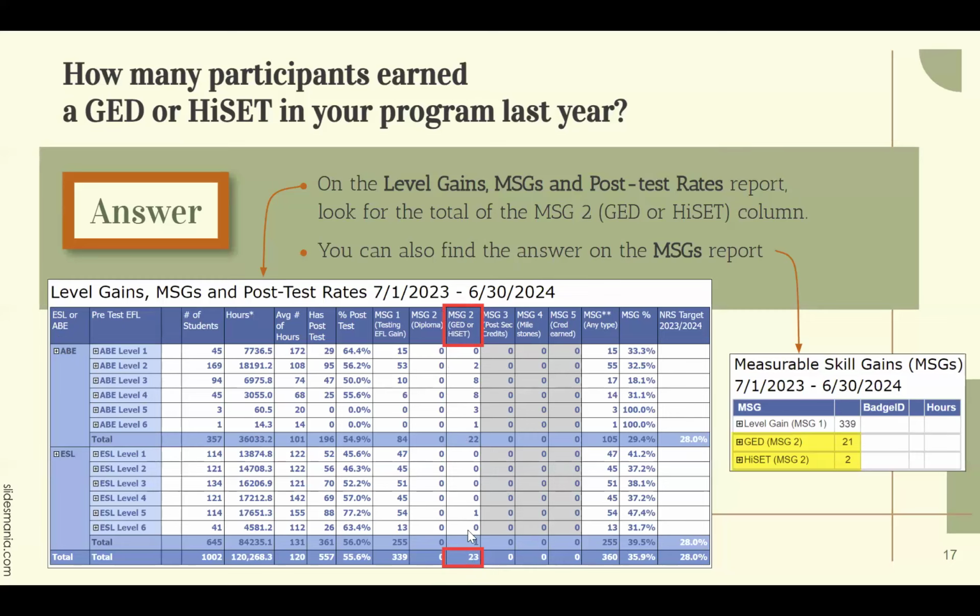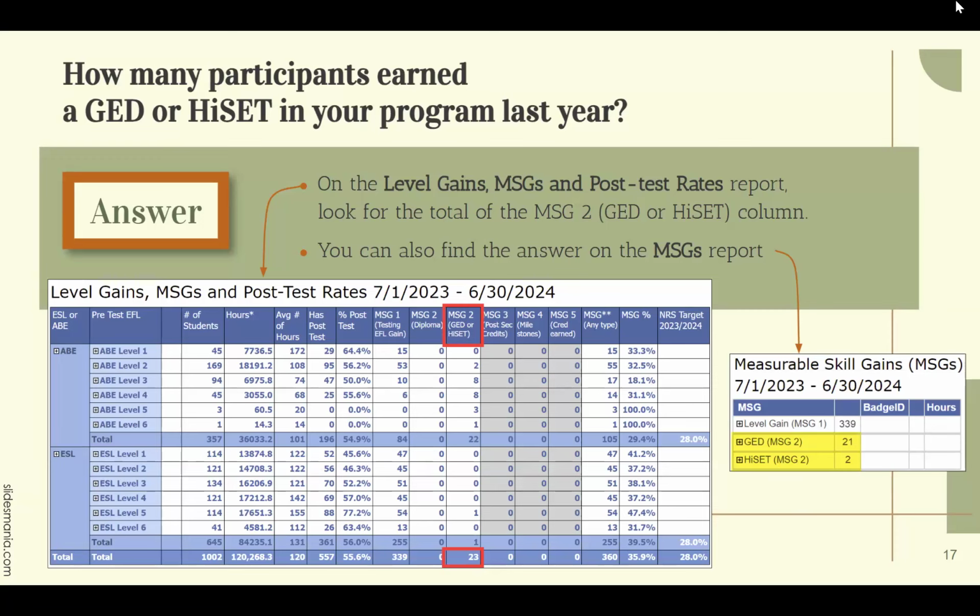And if you want to focus on who are these 22, who are these 23, we have another report that's listed just below the level gain reports on the report tab. That's just called the MSG report, Measurable Skill Gains. That just highlights the people with these gains. So you can then click that plus sign and you can see the names of the students who got the GED and the names of the students who got the HiSET. And also the other MSGs will be on that report as well.